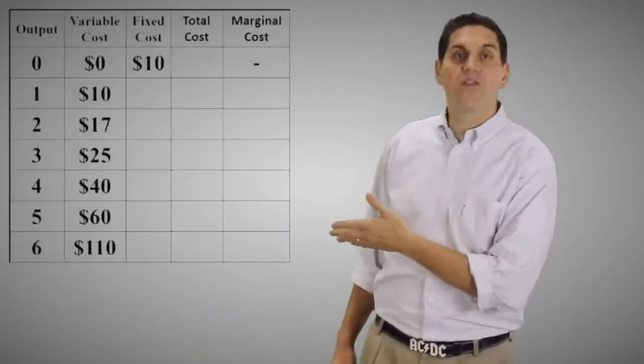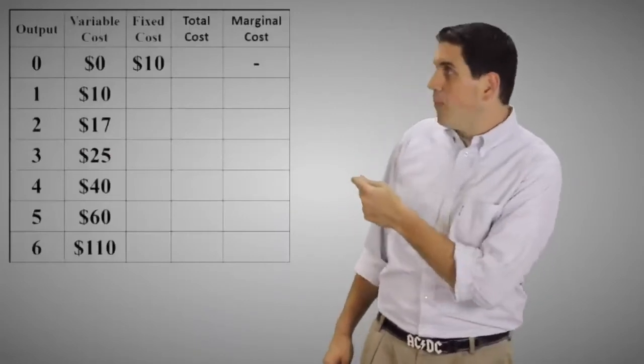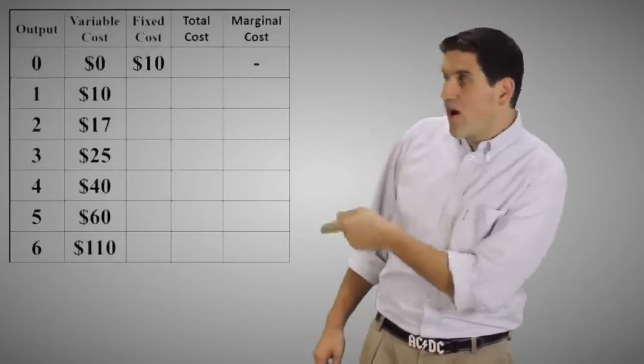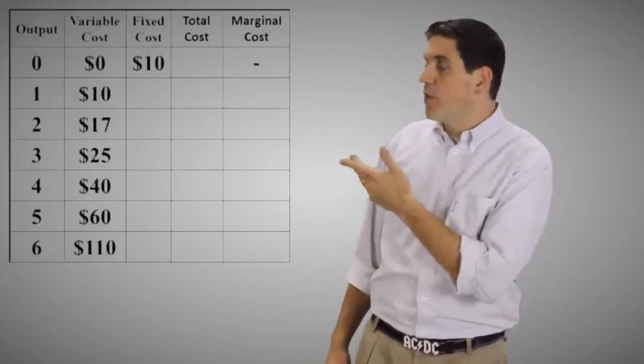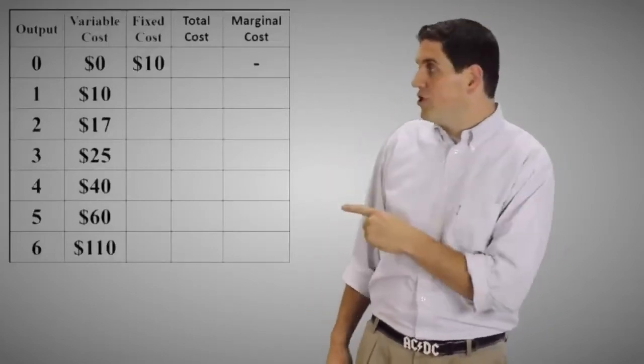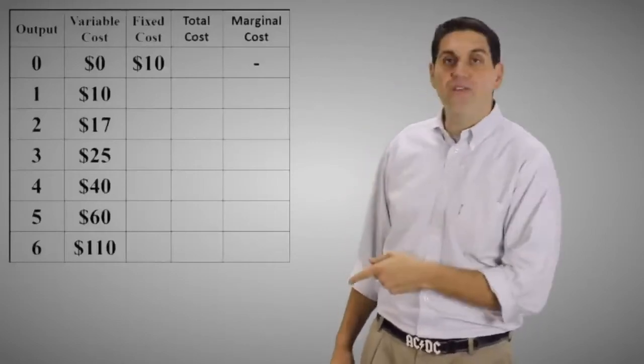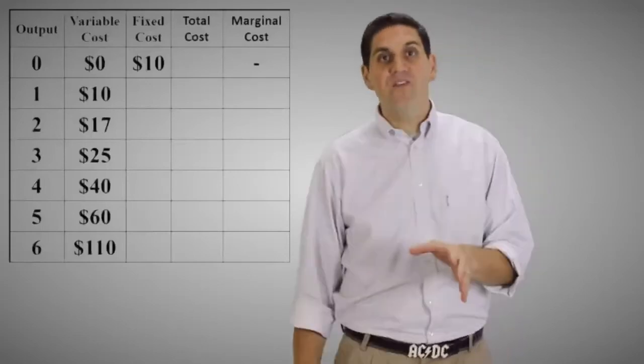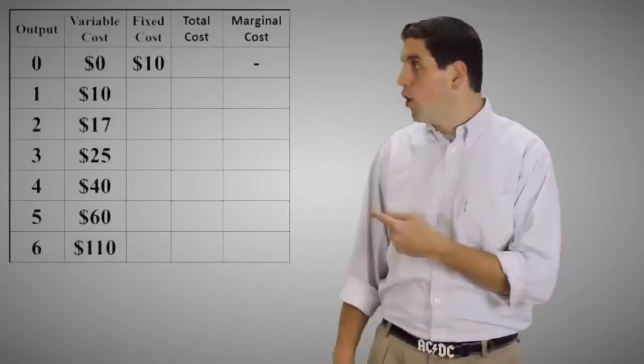Right here I have the cost for a given firm. We have 0 output, and 1, 2, 3, 4, 5, 6 units that they could produce. I've also given you the variable cost and the fixed cost producing no output. I want you to copy this chart on your piece of paper and finish off these columns. Calculate the fixed cost, the total cost, and the marginal cost. Pause the video and then do those calculations and I'll go over the answers.